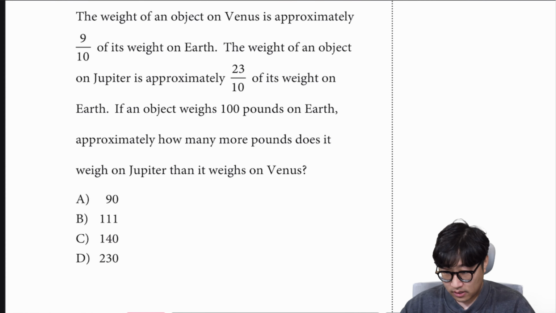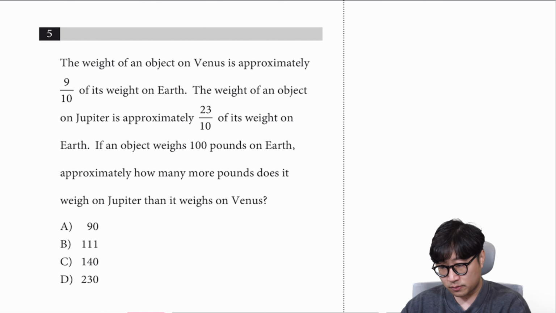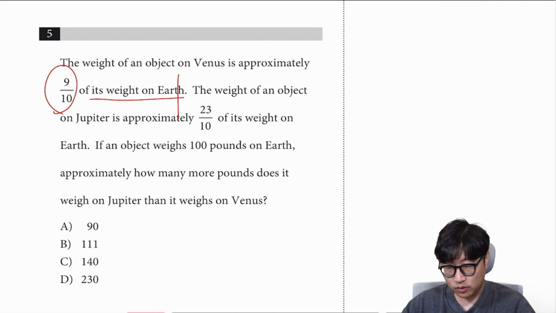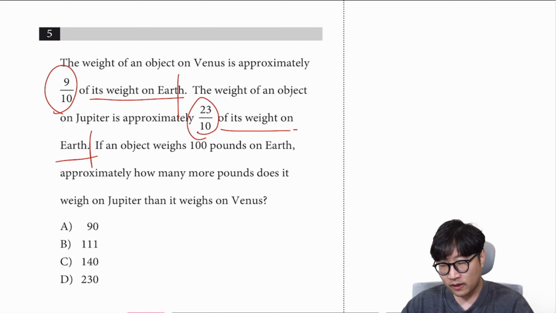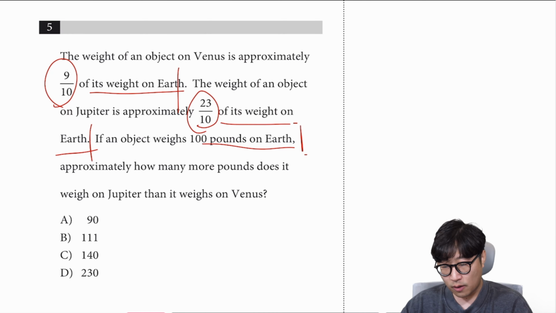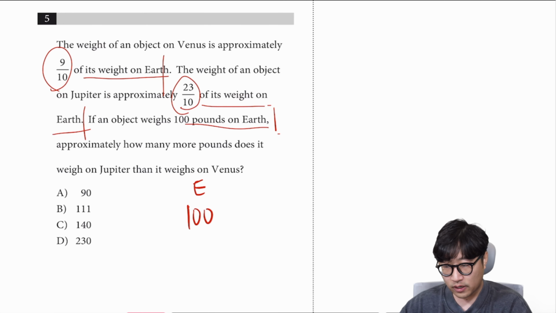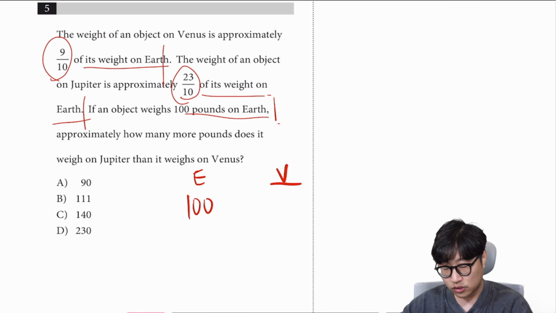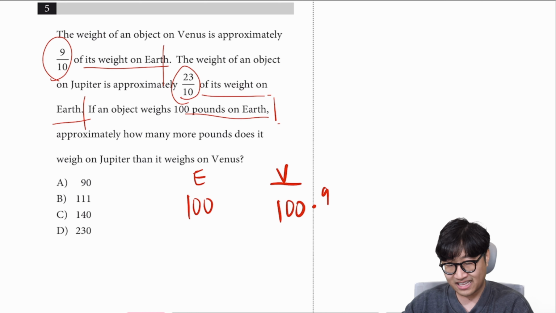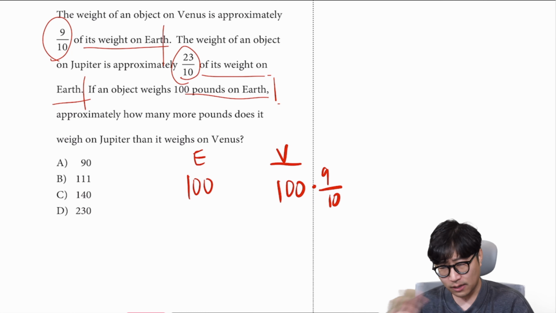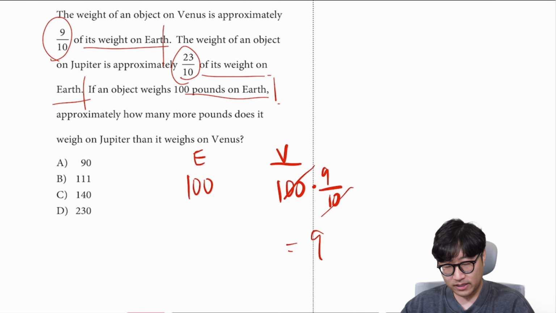Number 5, the weight of an object on Venus is approximately 9/10 of its weight on Earth. The weight of an object on Jupiter is 23 over 10 of its weight on Earth. If an object weighs 100 pounds on Earth, approximately how many more pounds does it weigh on Jupiter versus Venus? So first of all, if it's 100 pounds on Earth, let's figure out Venus first. So what should we do? Grab that 100 and multiply by 9/10 of it, because that's what they said, right? Approximately 9/10 of its weight on Earth. Cancel the 10, so that'll be 90 on Venus.